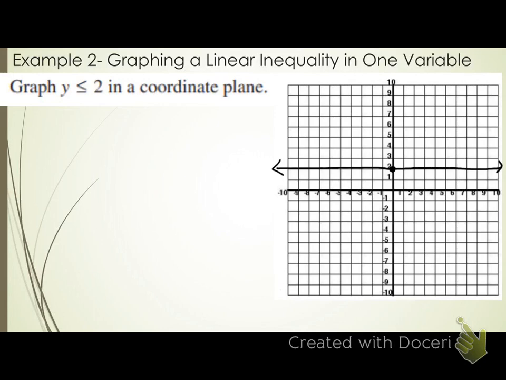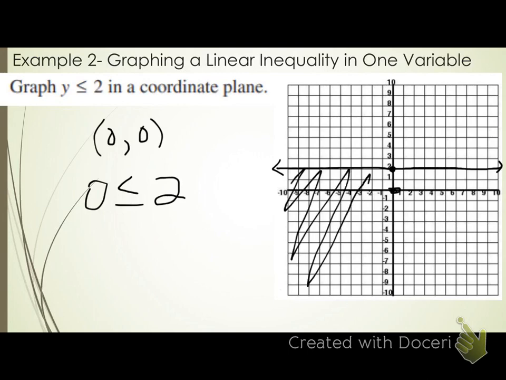Now I've got to decide on the shading. So remember it said to pick a test point that is not on the line. Like I said, I like to use 0, 0 if it's not on the line, because 0 is easy to plug in. If I have the ordered pair 0, 0, what am I going to plug in from my y into my inequality? The y value is 0, so I get 0 is less than or equal to 2. Is that a true or false statement? True. Since it made a true statement, I need to shade the side that test point is on. So I'm shading this side of my boundary line.